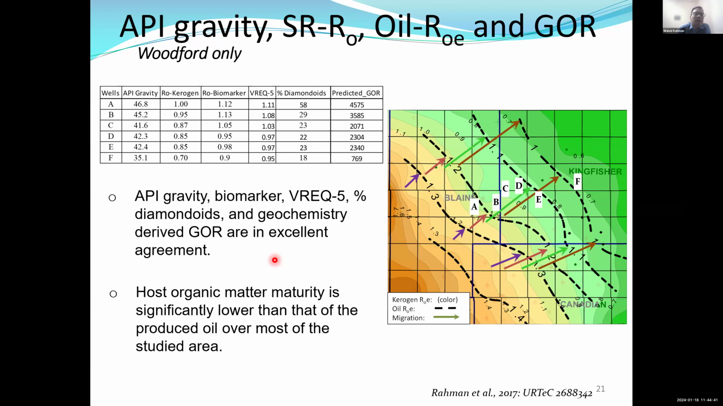At the top, A locations, the deeper part of the basin, you see 1.12, which is 1.1% biomarker equivalent fluid, whereas your rock maturity is 1%. So you have a difference of almost 0.12. And the differences are very consistent when you took the VREQ5. This is, I think, a Geomark. They put together 26 different biomarkers and make a maturity equivalent. And my maturity calculations are very, very linearly correlated with this.